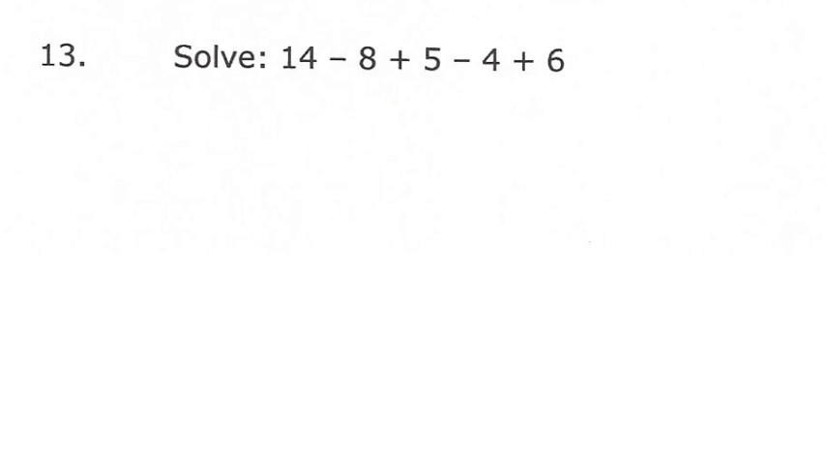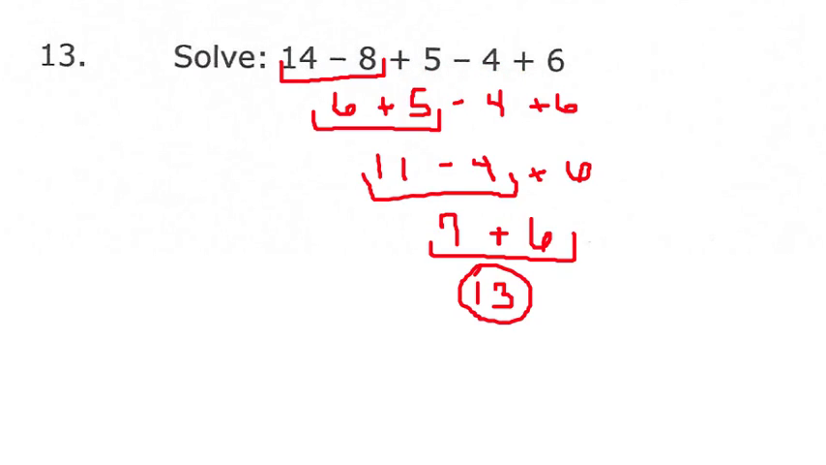Question number 13. Solve. 14 minus 8 plus 5 minus 4 plus 6. When looking at this expression, you see that it's all subtraction and addition. So whenever you have subtraction and addition, you have to work the problem out from left to right. So 14 minus 8 is 6. 6 plus 5 is 11. 11 minus 4 is 7. 7 plus 6 is 13, and so your answer is 13.